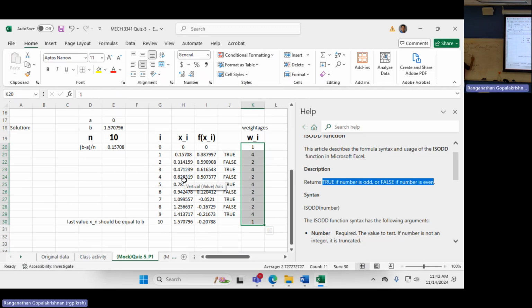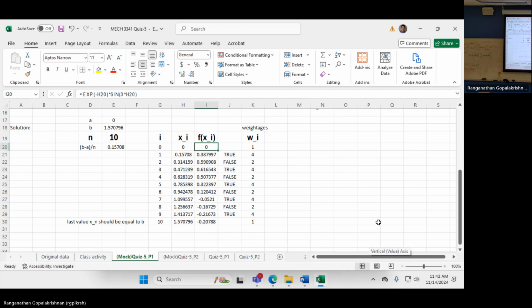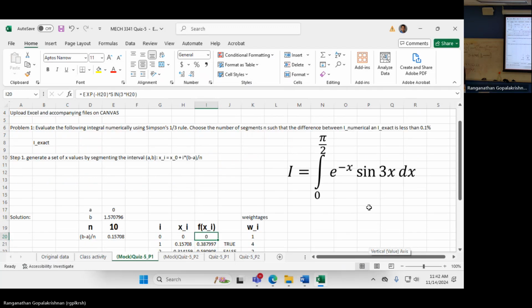Can you show me how to do the function? Which function? The function f of x of i. It's the exponent of minus x times sine of 3x. Oh, I didn't show you the function, it's in this corner. This is the integral.